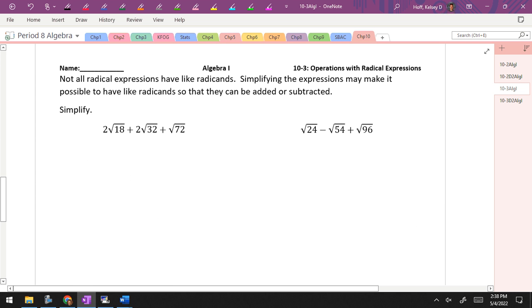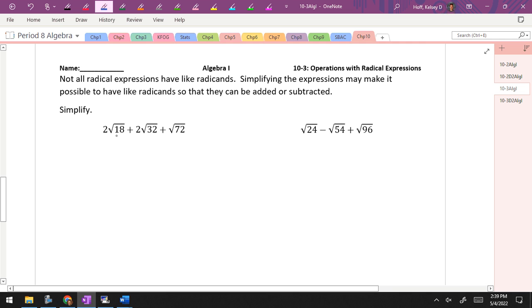Here's what's the hard part. Not all radical expressions have like radicands. Simplifying expressions may make it possible to have them so we can add or subtract. This is what we did on Monday. Simplifying the expressions, the factor trees, breaking them down. So your number one step is, if they don't have the same radicand, is to go like, okay, how can I break these down? So we're going to make some factor trees.